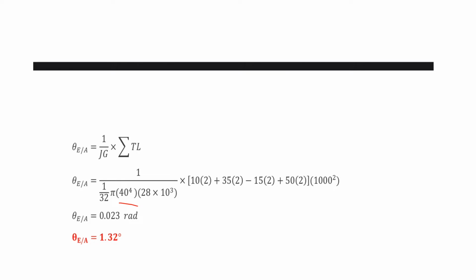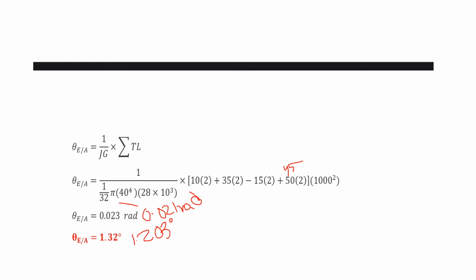So 28 times 10 to the power 3, substitute all the values here, it's 45. So normally we get 0.021 rad. Okay, this is the incorrect answer. I will provide it: it's 0.021 rad. Converted into degree mode, it will be 1.203 degree, which is the correct answer, 1.203 degree.